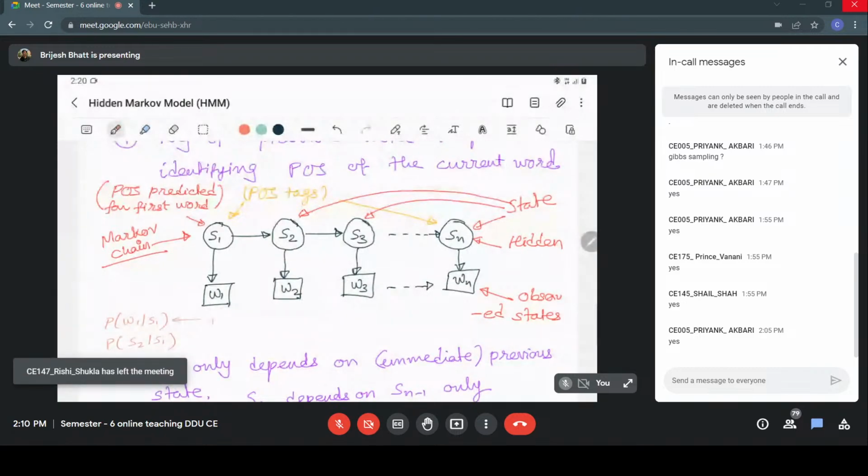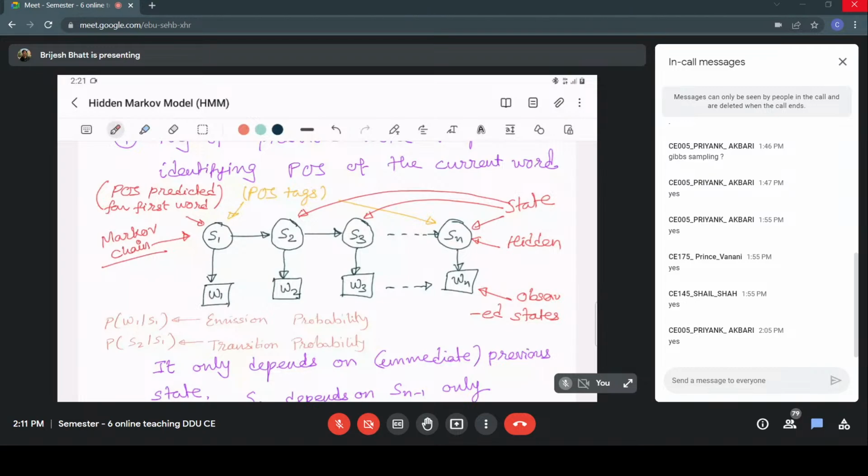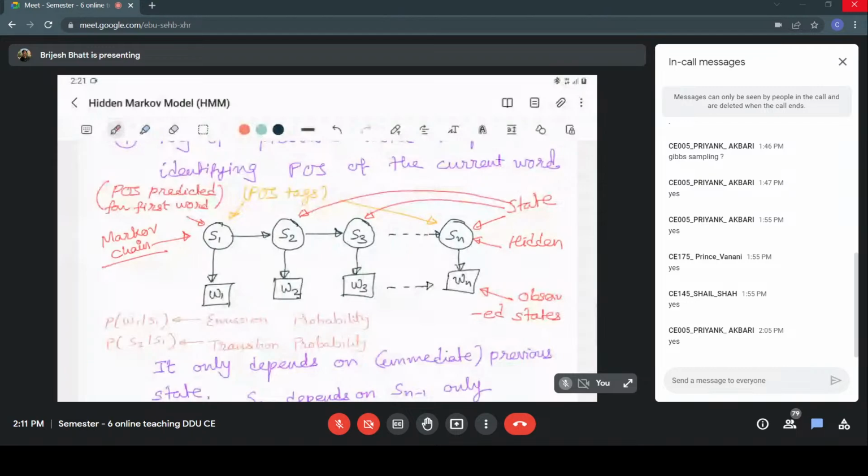This is called transition probability, and this is called emission probability, and this is called transition probability. So what I'm saying is the part of speech emits a word. If I say part of speech is an article, then you can emit three corresponding words in English: A, AN, and THE. Okay? So that is emission probability.